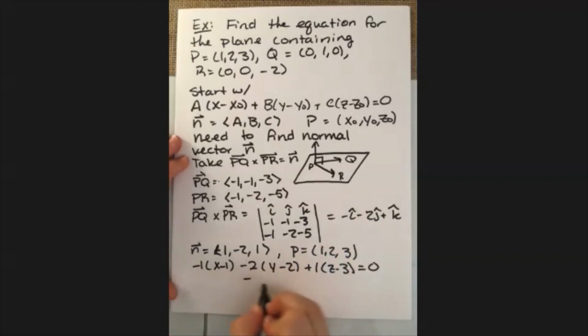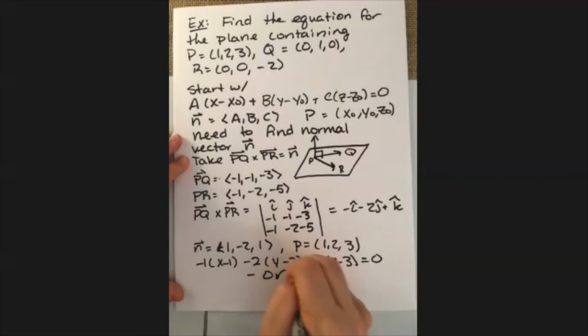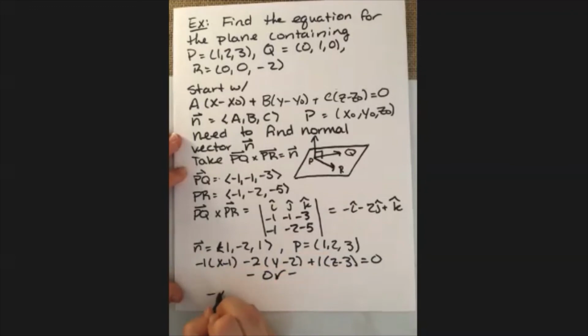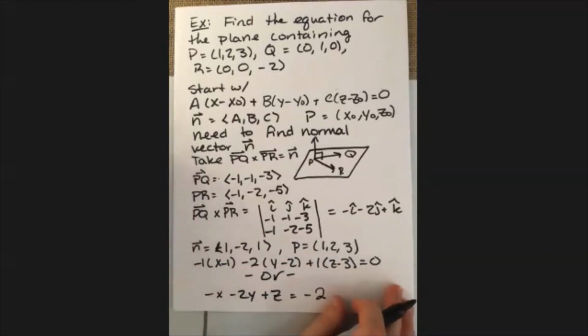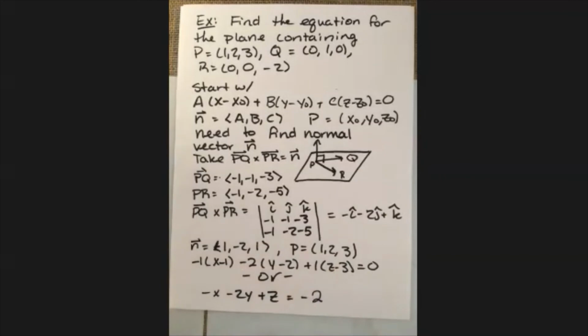And if we want, we can rearrange this, moving all of our constant terms over to the right and leaving anything that has a variable on the left, and we get -x minus 2y plus z is equal to -2. And that's pretty much it for that example right there.